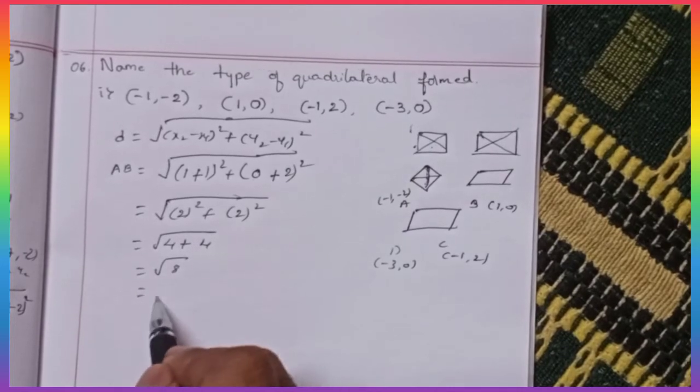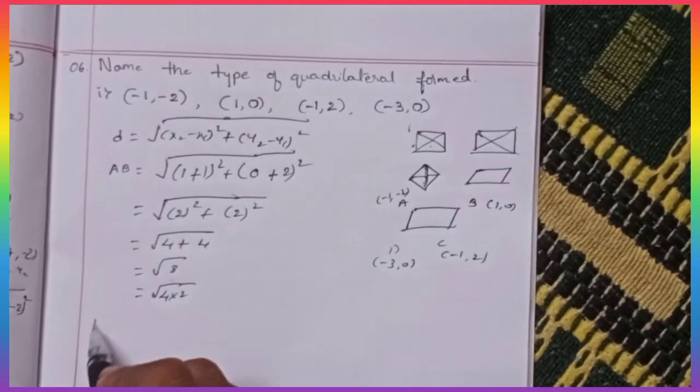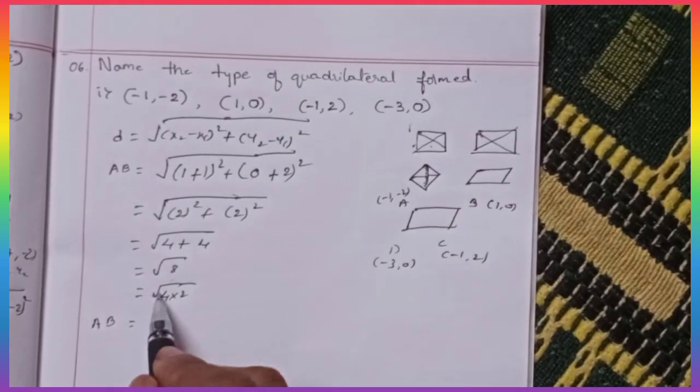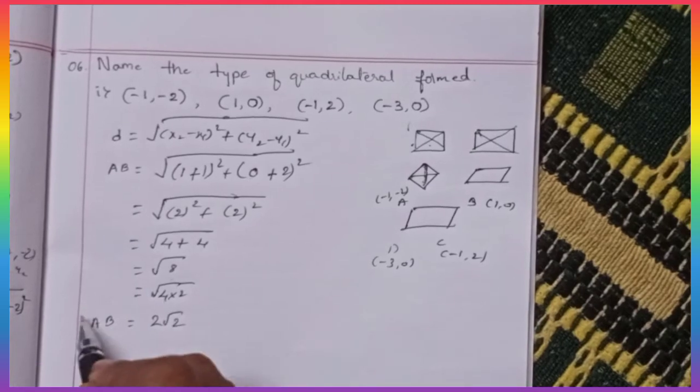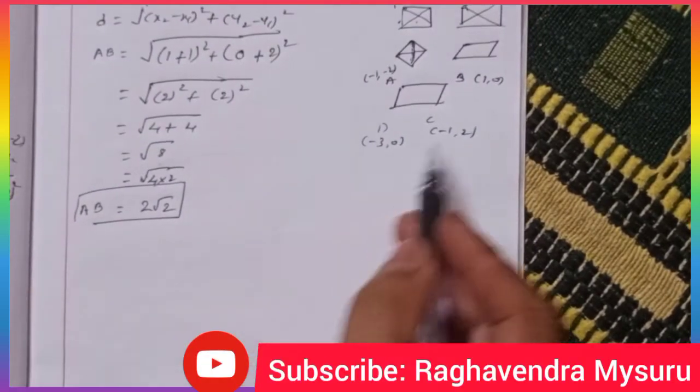8 can be written as 4 into 2. So the distance between the points A and B is the square root of 4, which is 2, root 2. So the AB distance is 2 root 2. I hope that you have understood this one. Now we will check with respect to BC here.